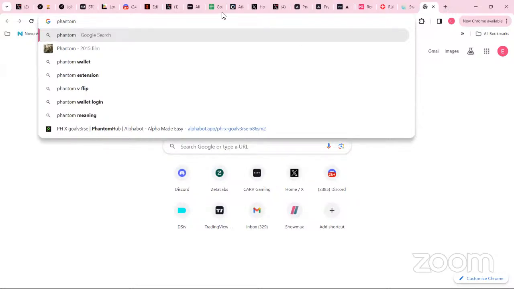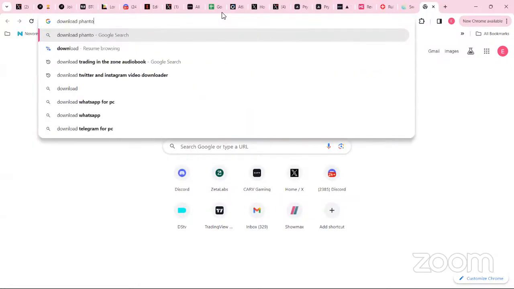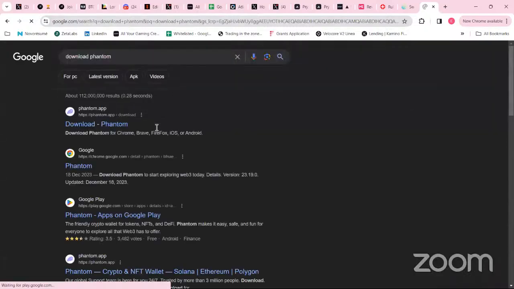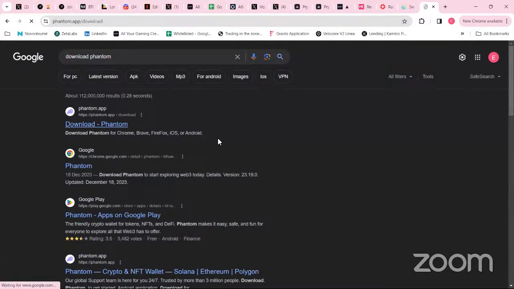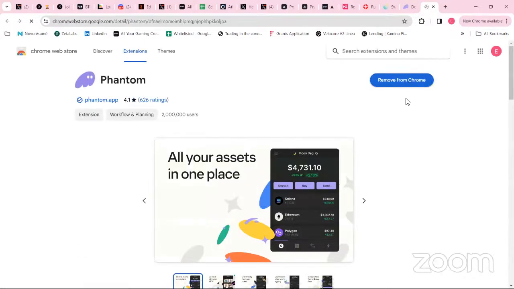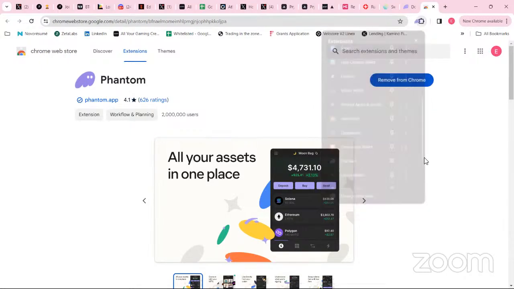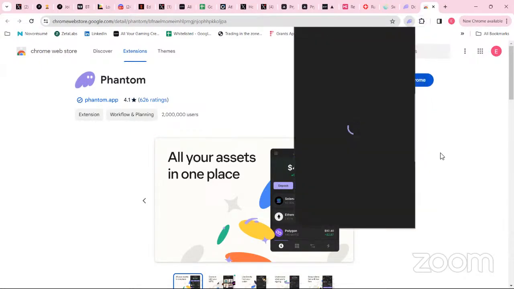You can just go to Phantom and download Phantom for desktop. Click on Chrome, and you add to Chrome. It's already added here, so that's why you're seeing remove from Chrome. Once you add it, it will come to your extensions and you can just select Phantom here. Once you select Phantom, it's going to open.